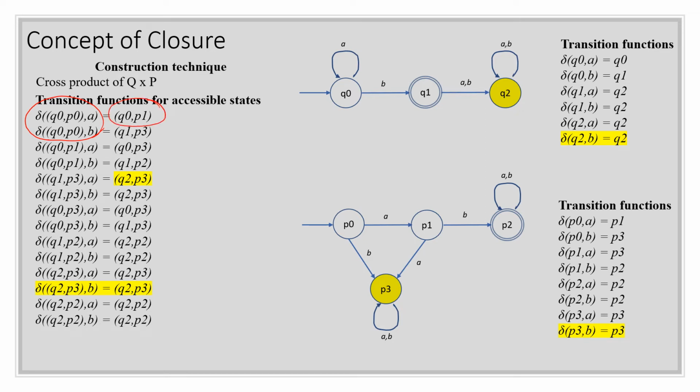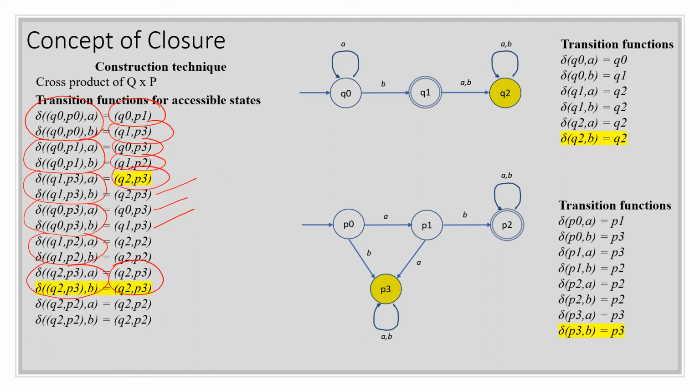So we've done our initial state Q0, P0, from which we were able to get to Q0, P1. So we did Q0, P1. Also from our initial state, we could get to Q1, P3. So we did Q1, P3. Then we got to Q0, P3. So we did Q0, P3. Then we got to Q1, P2. We did Q1, P2. Then we got to Q2, P3. So we've done that state, which goes back to the same state. So we've already done Q2, P3. We've already done Q0, P3. We've already done Q1, P3.